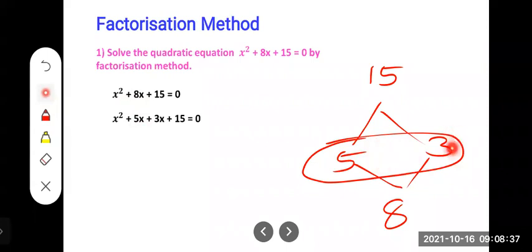Here also x we have to put. Here also x we have to put. So x square plus 5x plus 3x plus 15 equal to 0. Now what happened? 3 terms became 4 terms. Now two terms we have to consider and take the common outside. First, these 2 terms we have to take the common outside, and then next 2 terms we have to take the common outside. Is it clear, children?